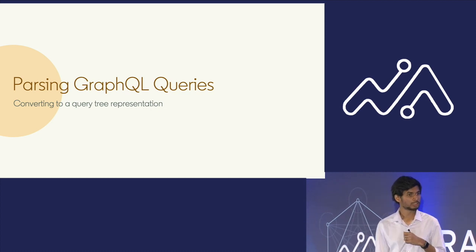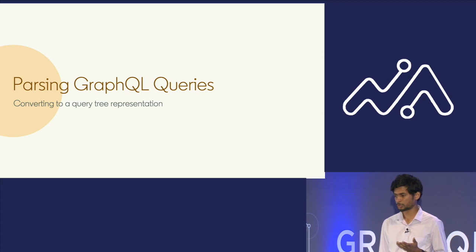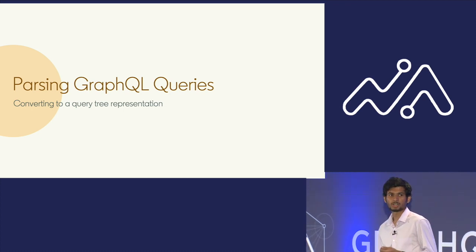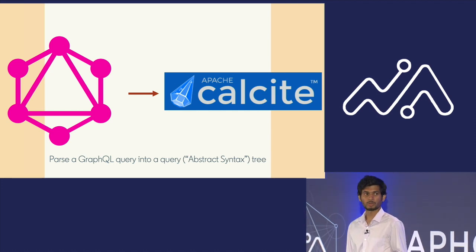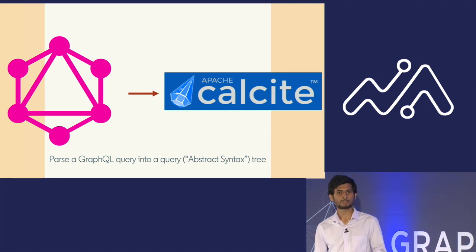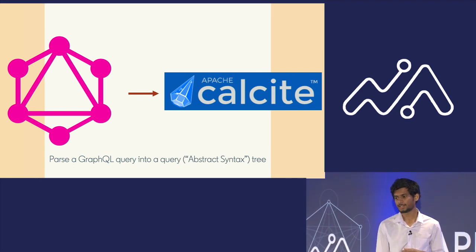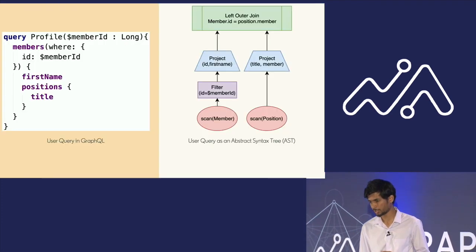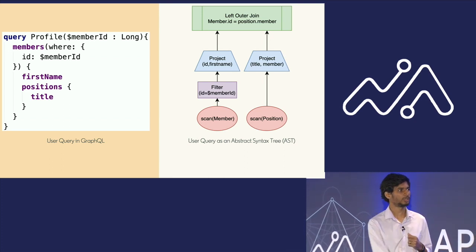So now let's go through the cycle of executing the user query that we just got. So first thing we need to do is parse that GraphQL query into what Apache Calcite will understand. So what we want to do is take a GraphQL query that comes in and put it into the Apache Calcite representation. So we'll go through this exercise for the query and the data access policies, because both of them are GraphQL queries.